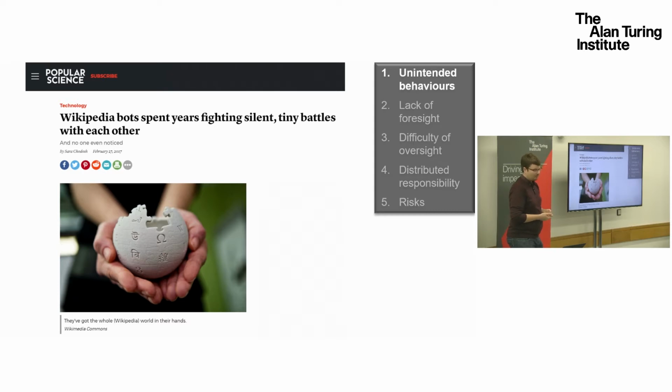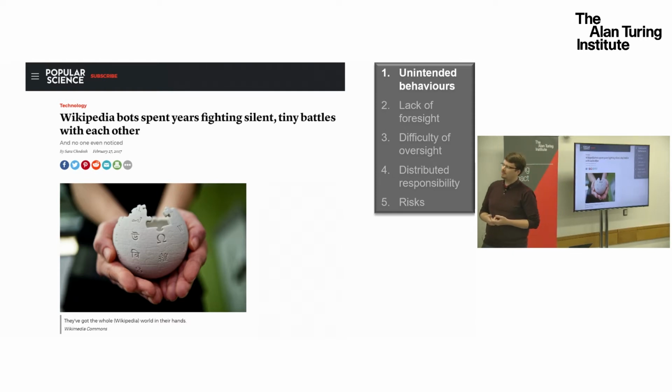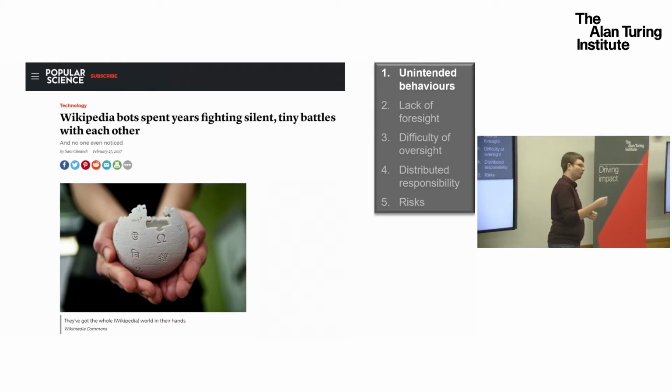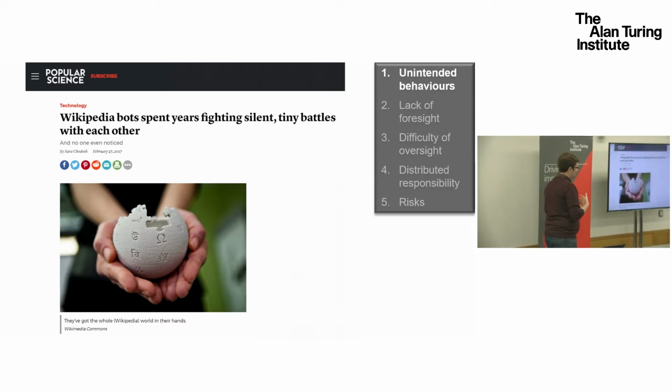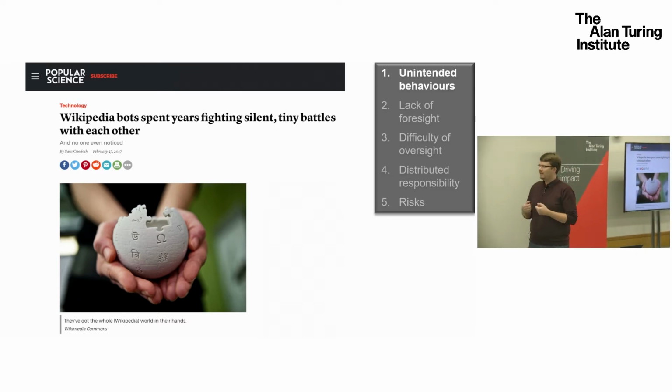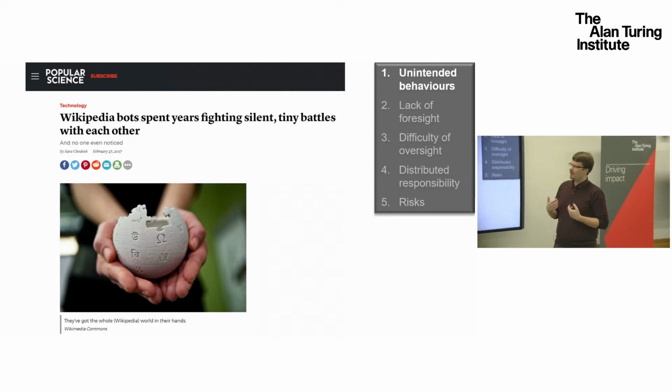A good example of this, and it's a relatively benign example to be fair, is a study done on Wikipedia bots that spent years fighting each other in these silent, tiny battles over something as small as changing punctuation or changing a word in a Wikipedia article. They get stuck in these endless feedback loops where one makes a change and then the other reverts the change.